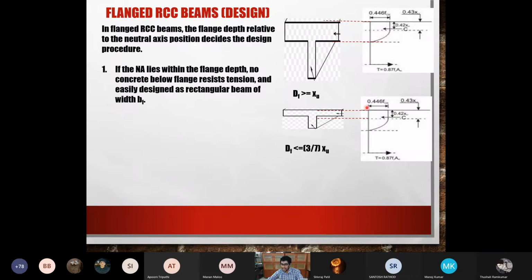So when that happens, this flange portion can either be there with... so if you look at the stress block, which is given for any concrete beam, there are two parts to it. There's a parabolic part and there's a rectangular part. So there are two cases.